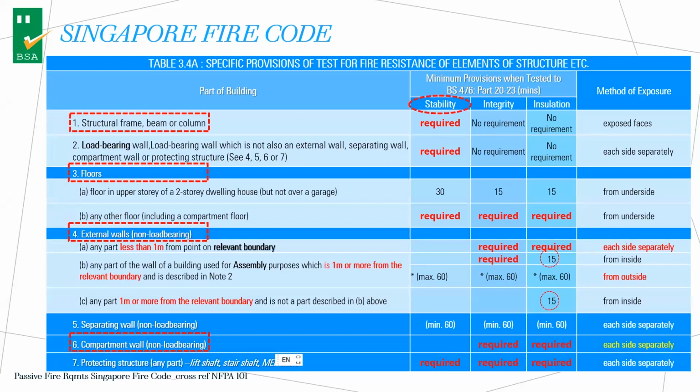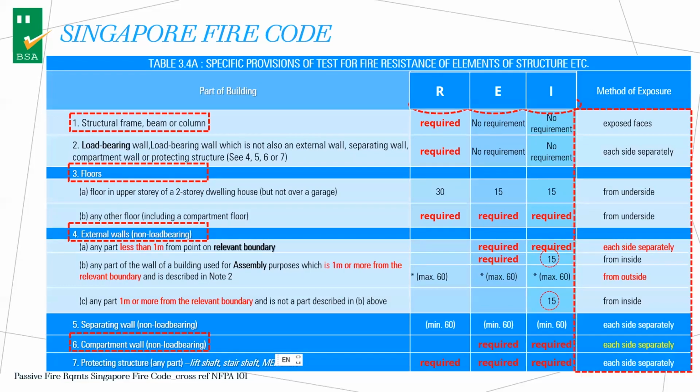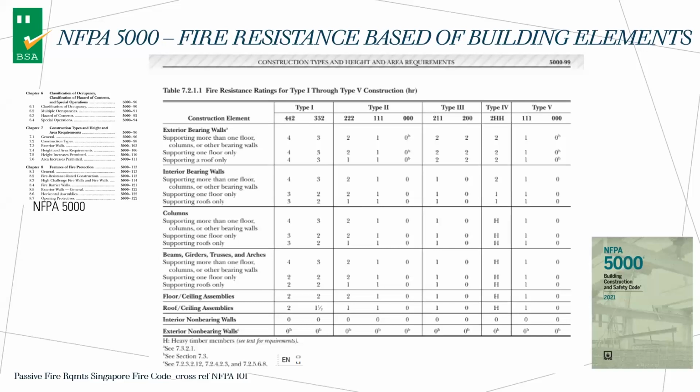So you notice the words stability or load bearing capacity, integrity, and insulation. Basically, they are referring to REI. It tells you this REI, if it's a structural frame, is it required or not required? It also tells you from which side the fire it must resist, from outside, from inside, from underside, from every side. So this is how the fire code tells you how to prove this element or structure resists fire. I draw some reference from NFPA 5000. It also has a very similar way of telling you the kind of construction and the fire resistance period.